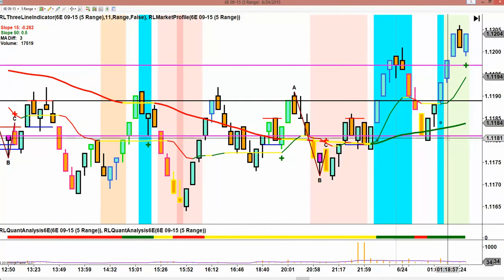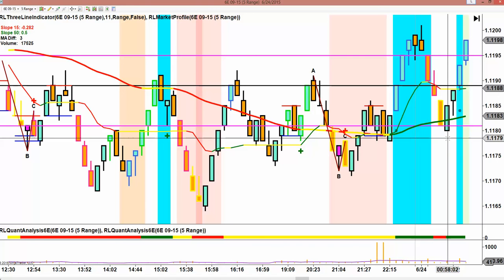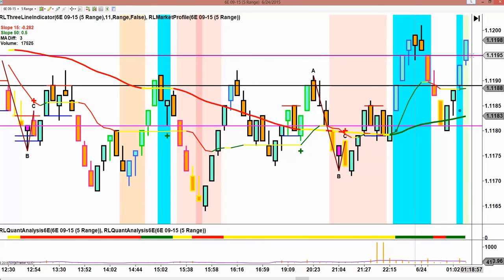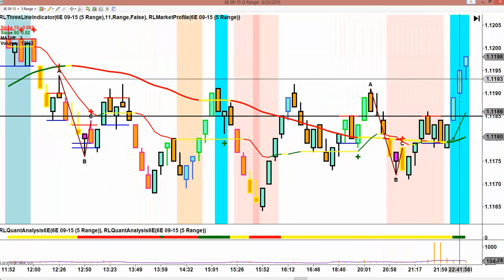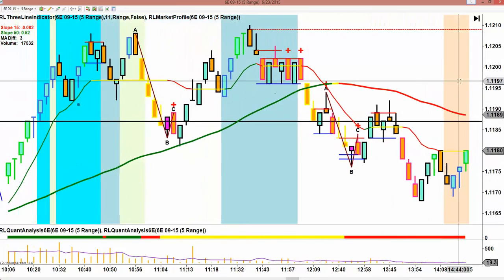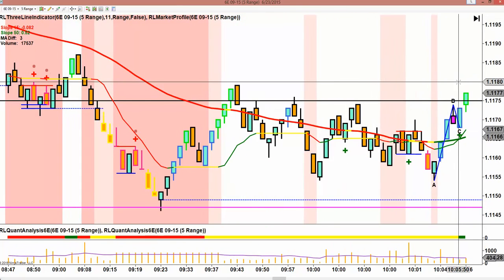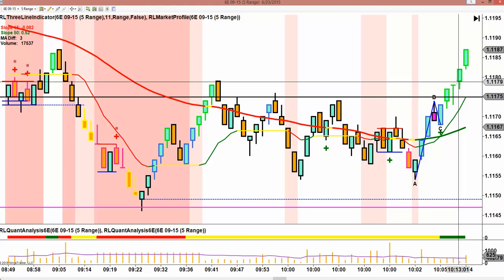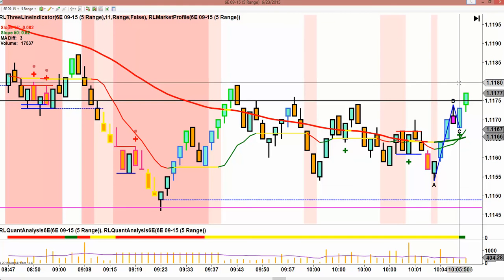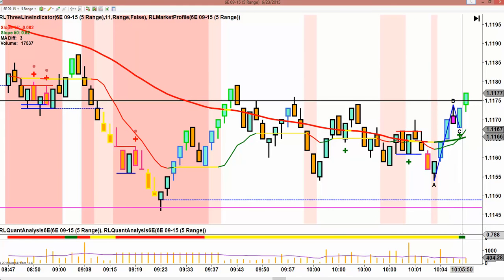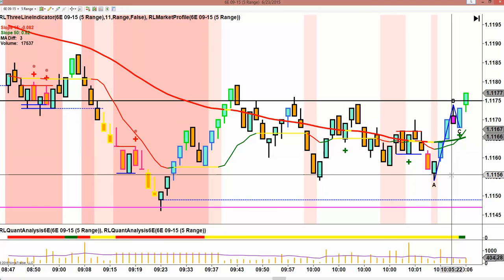Let's take a look here. I wouldn't take this trade. It's into the value area high, even though it breaks it and it runs. Let's see where we are here. You see, here's where you sacrifice. That's going to be a green quant. Right here.